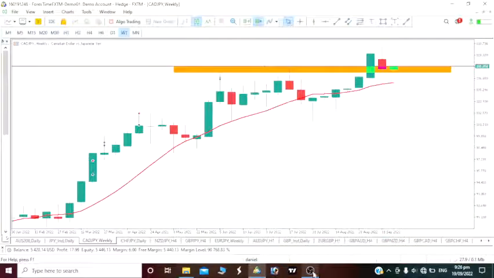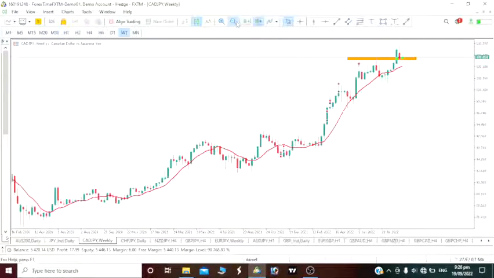Guys, let's take a look at this CADJPY. Let's see where the price will actually be moving for the next day. To get this analysis better, we would start from the weekly time frame, the highest time frame, one of the time frames to actually look at.